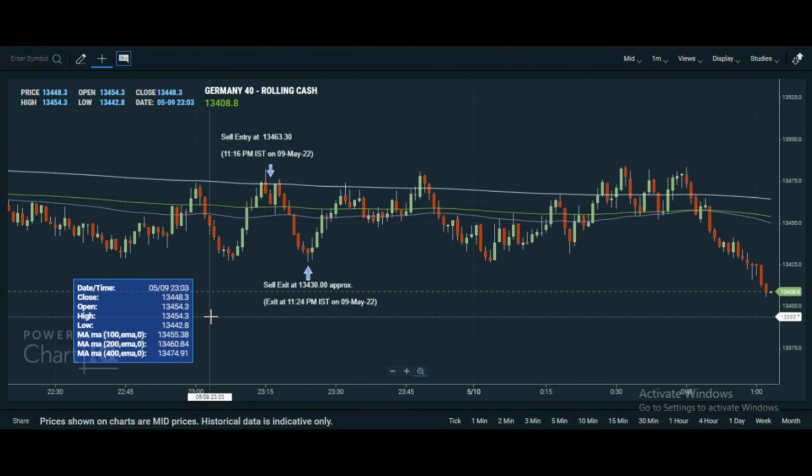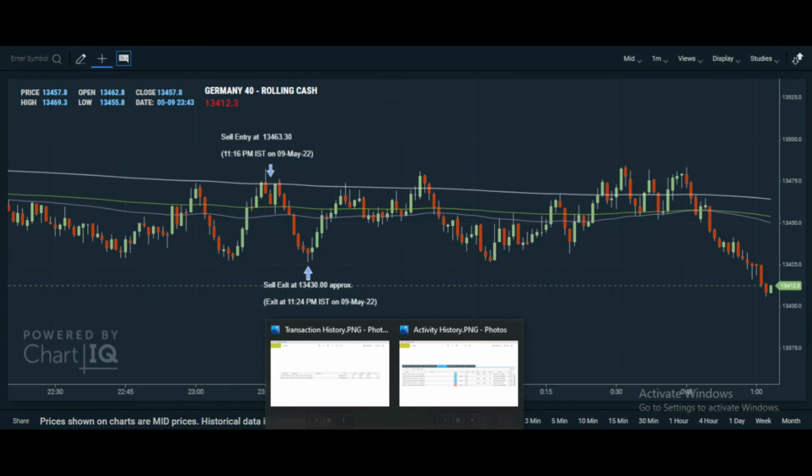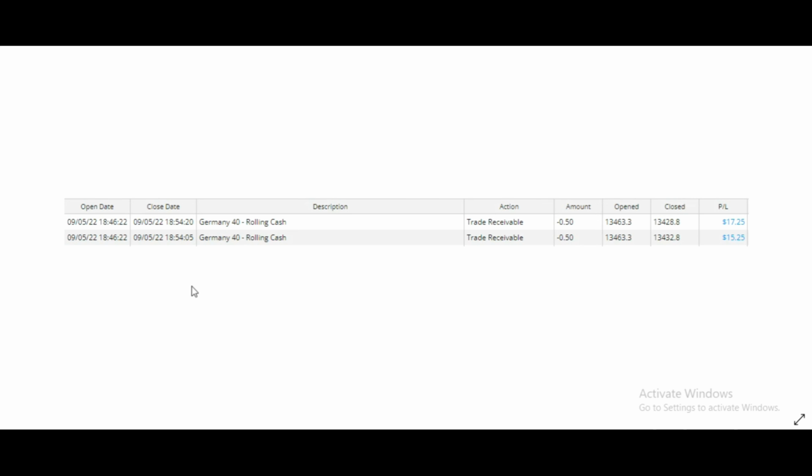Exactly, you can say that $1 per point was the trade level. I have also taken screenshots of that transaction history. You can see this was the entry level. You can see there is a time difference over here, 1846. This is nothing, just the London time. London time is 4 hours 30 minutes behind India, that's why it is showing 1846, and I closed the trade at 1854.